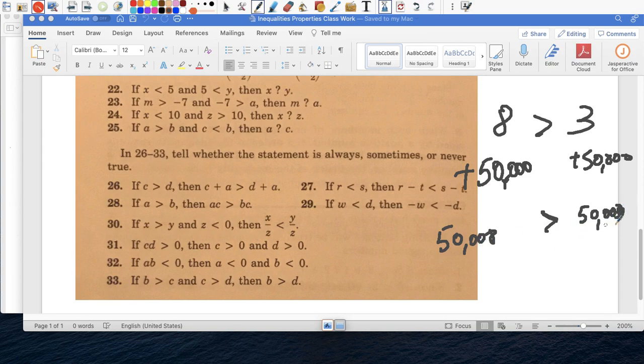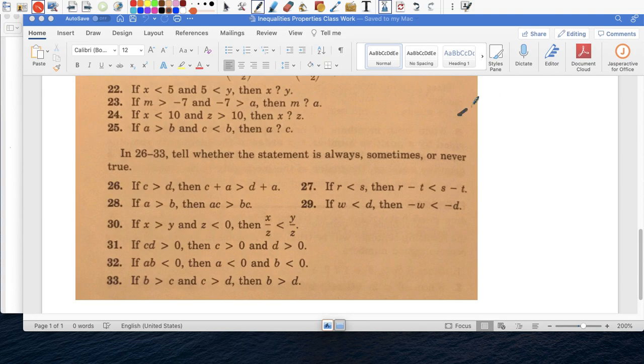Is the left side still greater than the right side? Yes, it is. So you can play around if you don't believe me. Add different values to both sides, as long as, obviously, it's the same value to both sides, and you'll notice that this relationship will always be true. No matter what you add to the left side, as long as you add the same to the right side, the left side will always be greater than the right side. Okay, so this one is always.